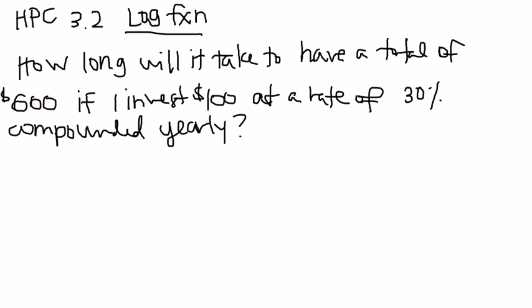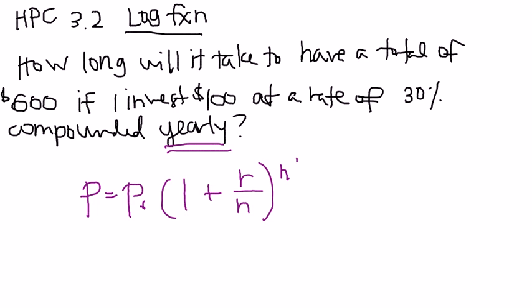So in the last section, I think we went over two different equations. We have either the PERT one or the non-PERT one. For this case, since we're compounding only yearly and not continuously, we're going to use the non-PERT one. So we're going to use P equals P naught times (1 plus r over n) to the nt.